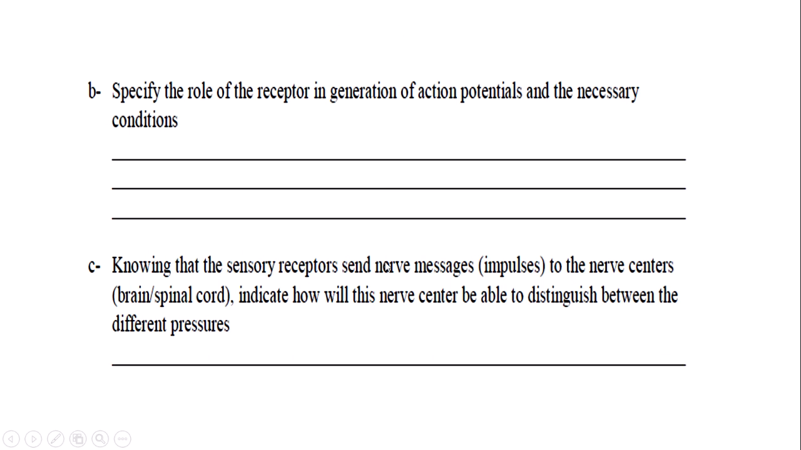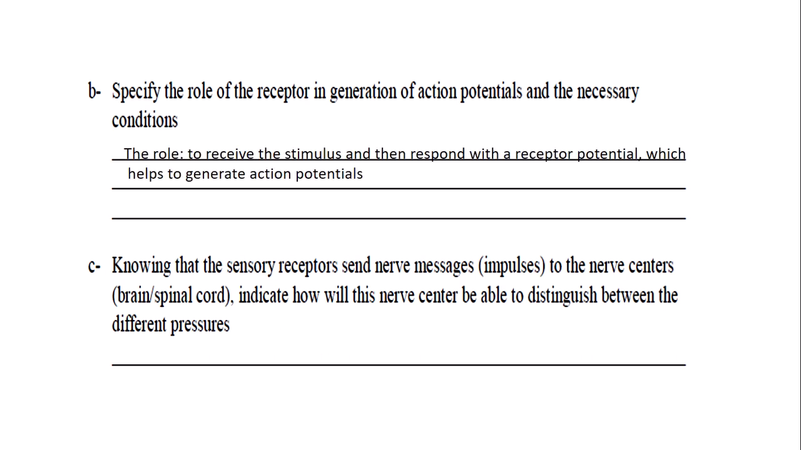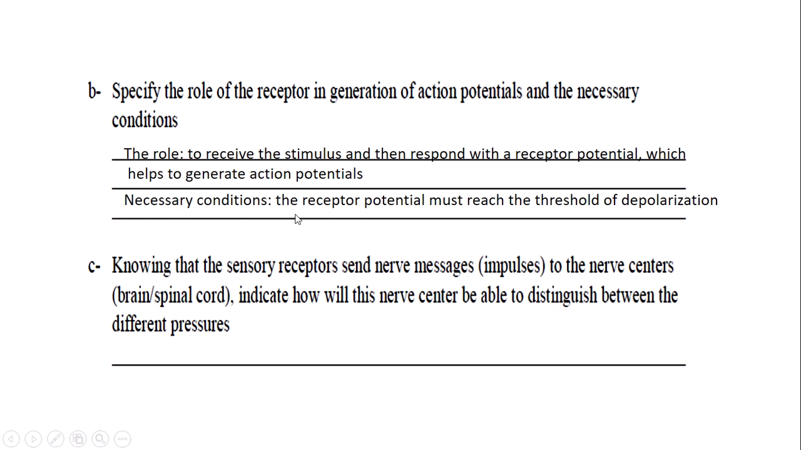Very interesting. Now, specify the role of the receptor in generation of action potentials and the necessary conditions. So, what does the receptor have to do with the action potential generation? First of all, the role of the receptor is to receive the stimulus. It is the one which was receiving the pressure, and then it responds with the receptor potential, which helps to generate action potentials. How come? Well, the necessary condition is that the receptor potential must reach the threshold of depolarization in order for action potentials to be generated. Very good.